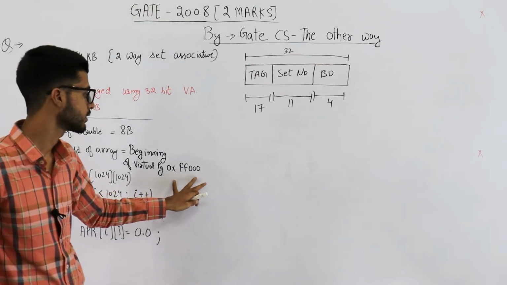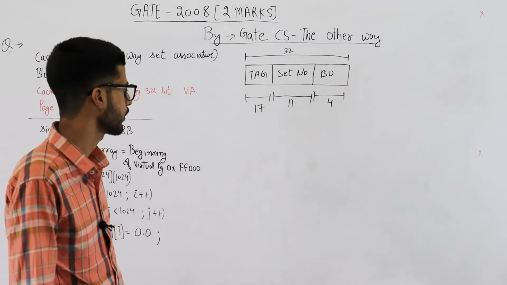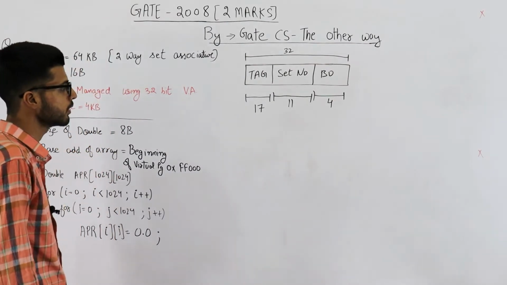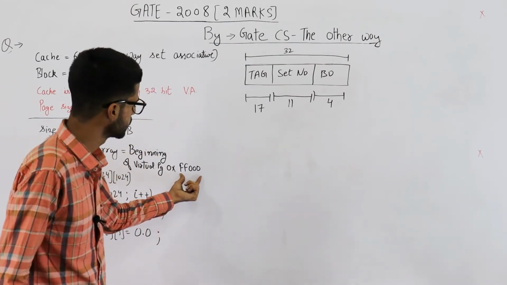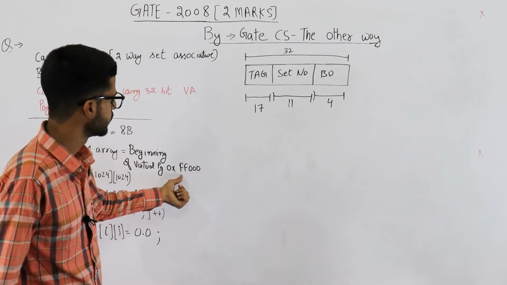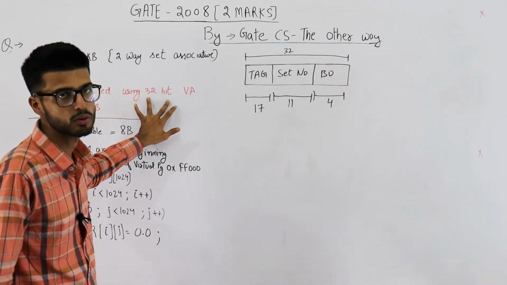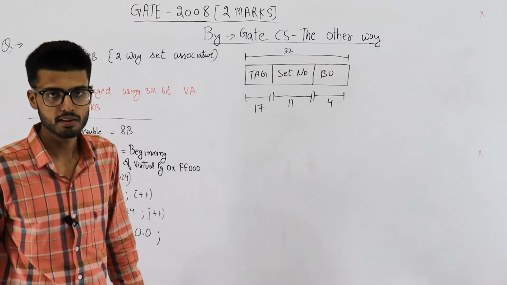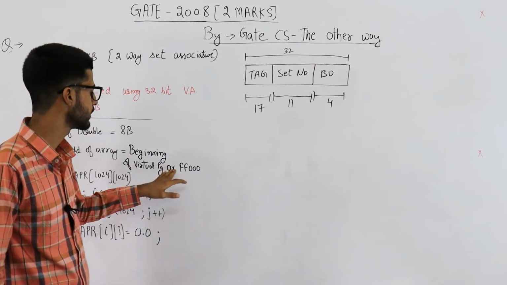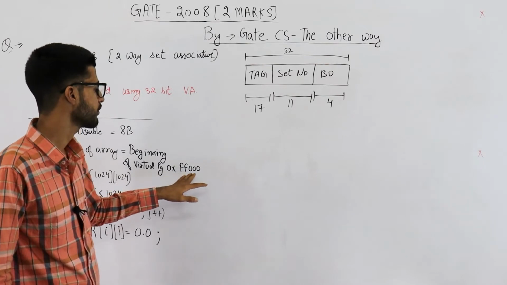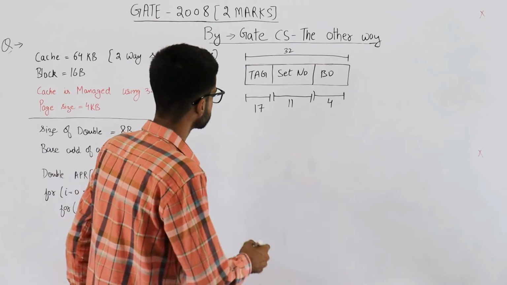This one is not the address. Please don't confuse FF000 with the address of the array or the base address of the array. Look, this is a 20-bit value because we have 5 hexadecimal digits, but an address must be 32 bits. So this is certainly not an address. What is this? They have given the beginning of virtual page hexadecimal FF000. That means this is a page number.